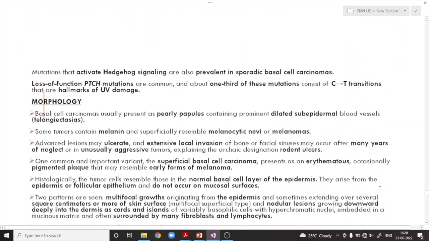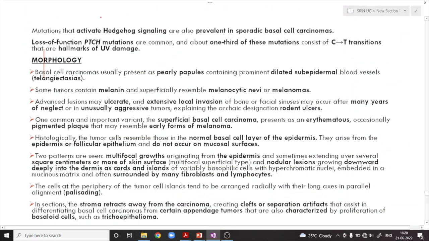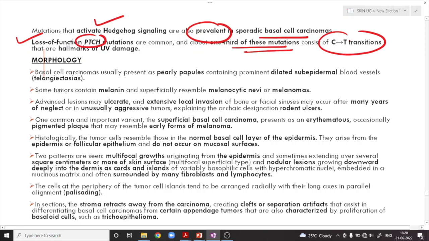Now mutations that activate hedgehog signaling are also prevalent in sporadic basal cell carcinoma, and loss of function PTCH mutations are common, and about one third of these mutations consist of C to T transitions that are hallmarks of UV damage.